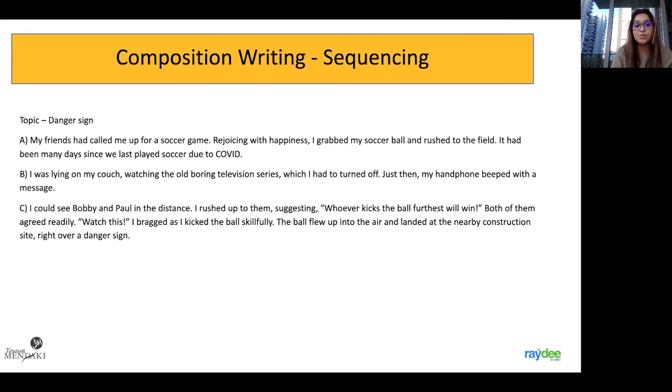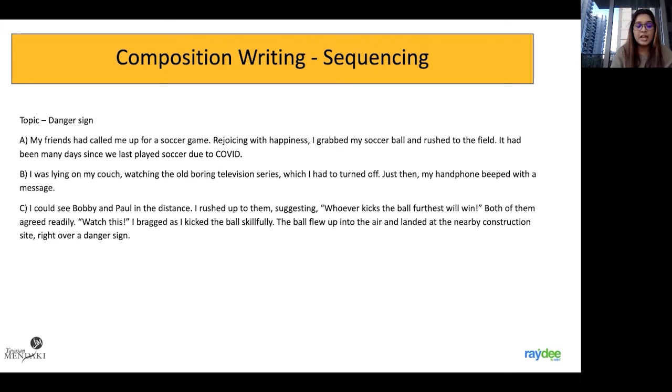B, I was lying on my couch watching the old boring television series, which I had to turn off. Just then, my handphone beeped with a message. And C, I could see Bobby and Paul in the distance. I rushed up to them, suggesting whoever kicks the ball furthest will win. Both of them agreed readily. "Watch this," I bragged as I kicked the ball skillfully. The ball flew up into the air and landed at the nearby construction site right over a danger sign.